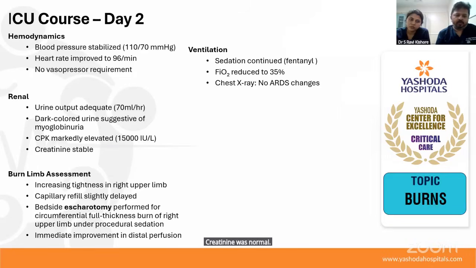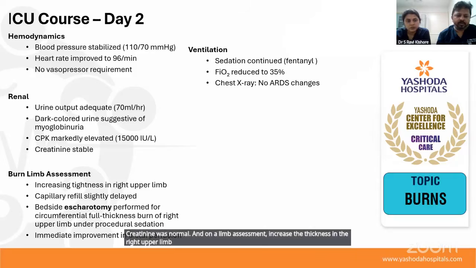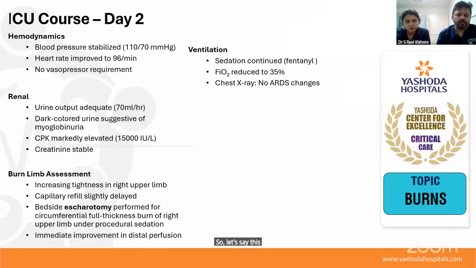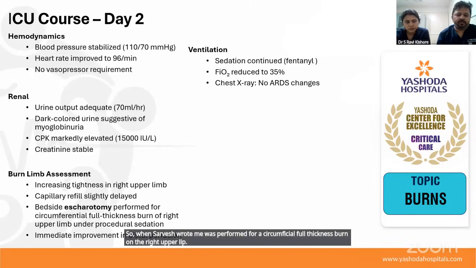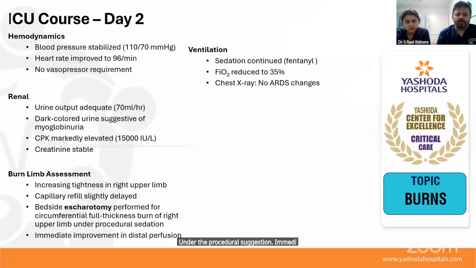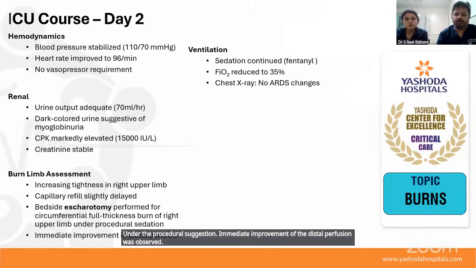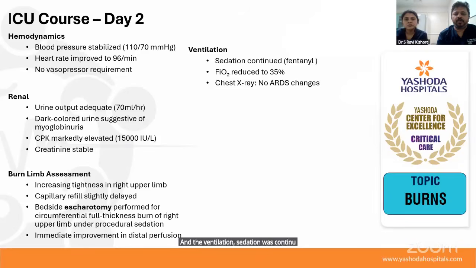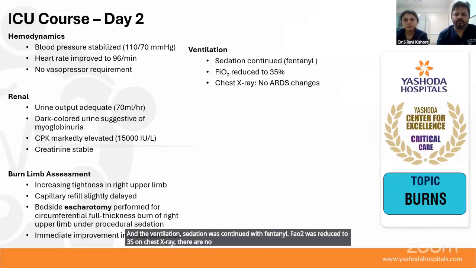On limb assessment, increased thickness in the right upper limb was observed, and capillary refill was slightly delayed. So bedside escharotomy was performed for the circumferential full thickness burn on the right upper limb under procedural sedation. Immediate improvement of the distal perfusion was observed. Ventilation sedation was continued with fentanyl. FiO2 was reduced to 35. On chest X-ray, there are no ARDS changes.